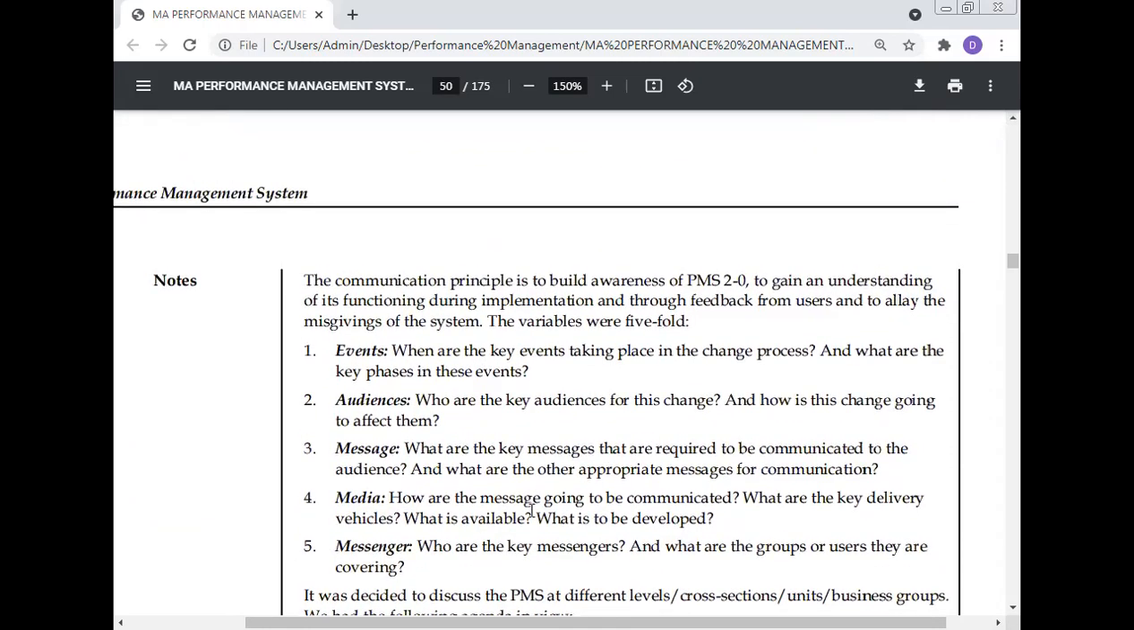The communication principle is to build awareness of the performance management system, to gain an understanding of its functioning during the implementation and thorough feedback from users, and to allay the misgivings about the system. The variables were five-fold: evidence, audiences, messages, media, and the messenger.